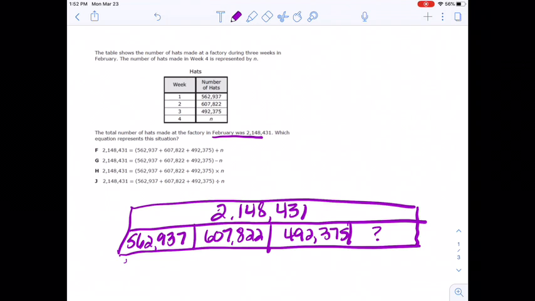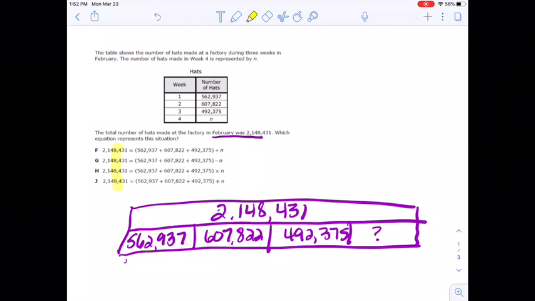Well, we know that if we add all of these together, it has to equal 2,148,431. That's how an equation works. That's how a strip diagram works. We add all the parts, and that equals the total. So let's see if we have an equation that does just that. Each of them start with the total, so they're all the same here. This part doesn't help us because they're all the same. Now let's look at the next part.